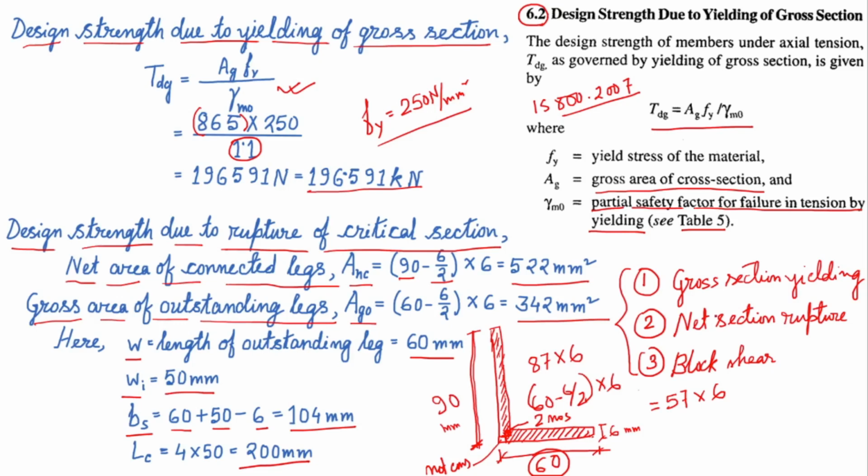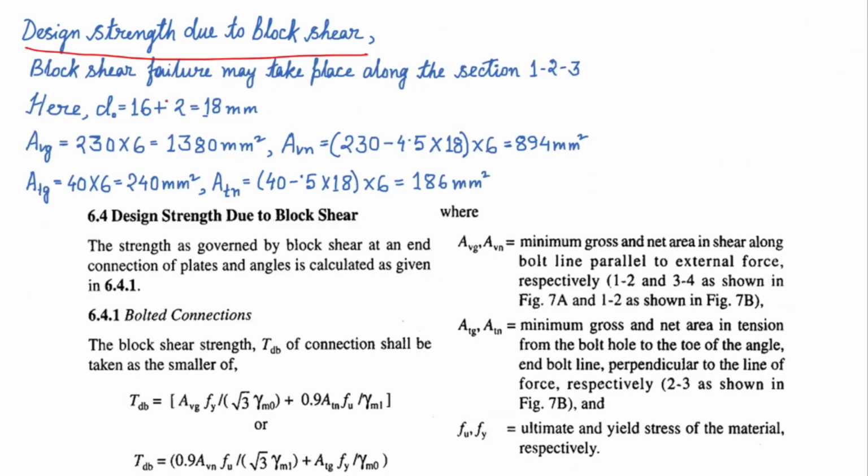So we have calculated two strengths, which is corresponding to gross section yielding, and the next one is corresponding to net section rupture. And now we have to progress for the third one, which is the strength of the angle due to block shear. To calculate the design strength due to block shear, you have to follow the clause number 6.4 of IS 800.